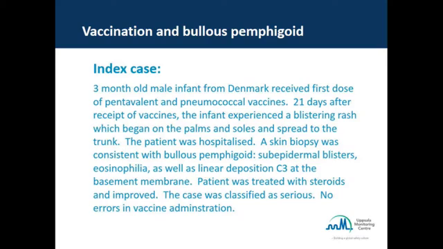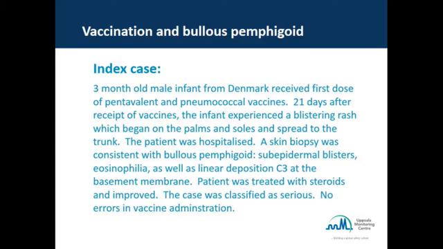So, say your first case comes across your desk. You work in Denmark, let's say. A 3-month-old infant from Denmark received their first dose of pentavalent pneumococcal vaccine. 21 days after the receipt of vaccines, the patient experienced a blistering rash, which began on the palms and soles and spread to the trunk. The patient was hospitalized. A skin biopsy was consistent with bullous pemphigoid. The patient was treated with steroids and improved.